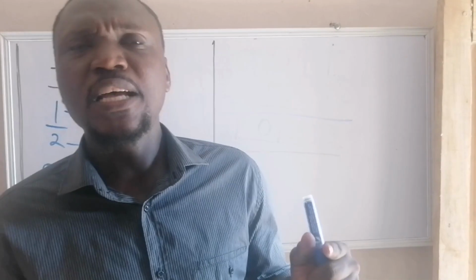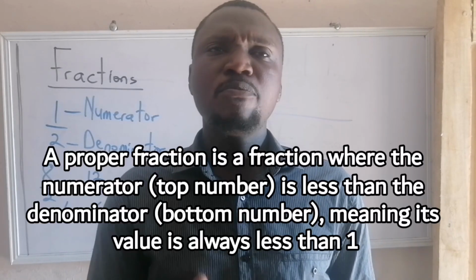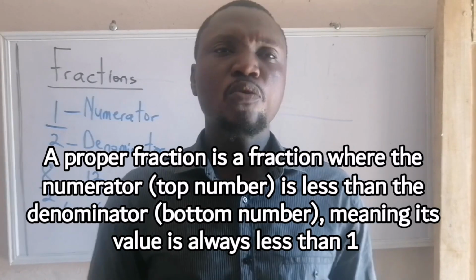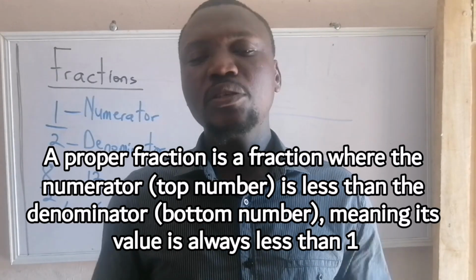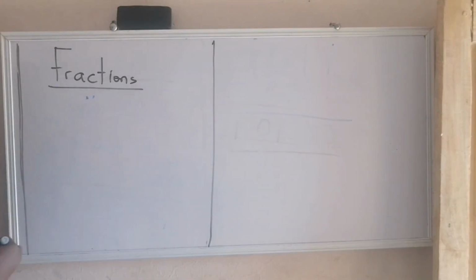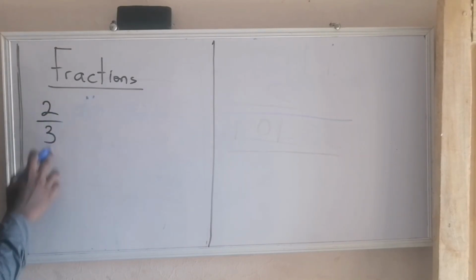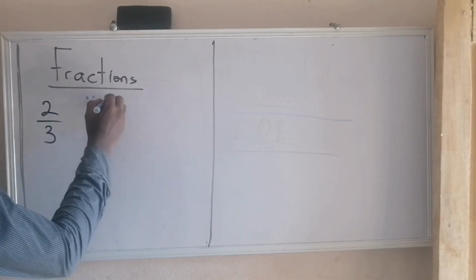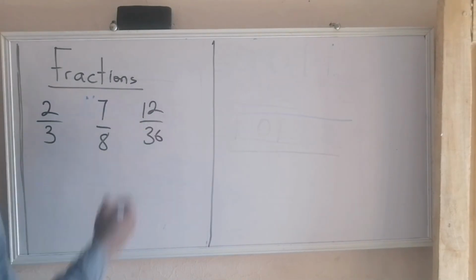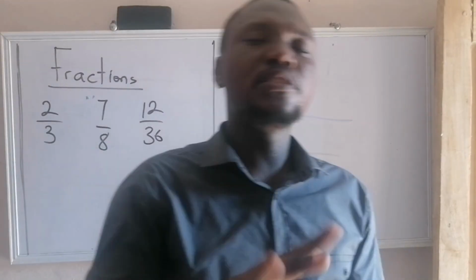Now let's go to another type of fraction, that's proper fraction. So what's a proper fraction? A proper fraction is a fraction whereby the denominator is bigger than the numerator. The number written down is bigger than the one at the top. An example of a proper fraction looks like this: 2/3. You can see that the denominator is bigger than the numerator. Something like 7/8, something like 12/36.